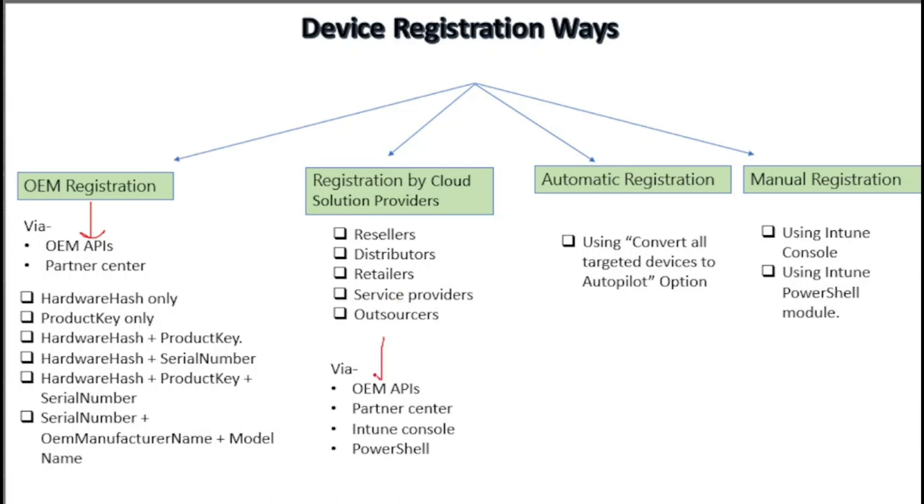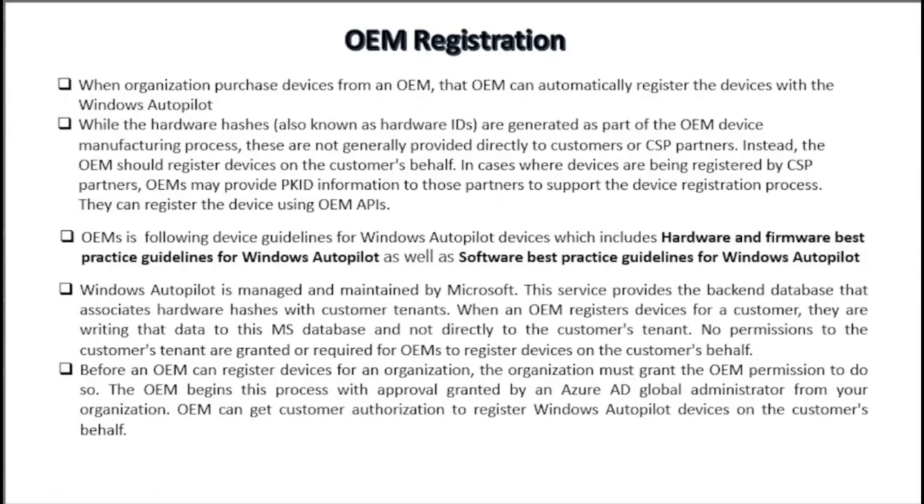They can use either OEM APIs or the Partner Center portal, or even PowerShell scripts, as well as access the Intune console and upload the hardware hash. The third option is to upload the hardware hash to enable automatic enablement, where we can use the option to convert all targeted devices to Autopilot, and then the machine sends its hardware hash directly to the Autopilot services. We can also use manual registration, either using the Intune console or the Intune PowerShell module. Let's talk a little bit more about the OEM registration.